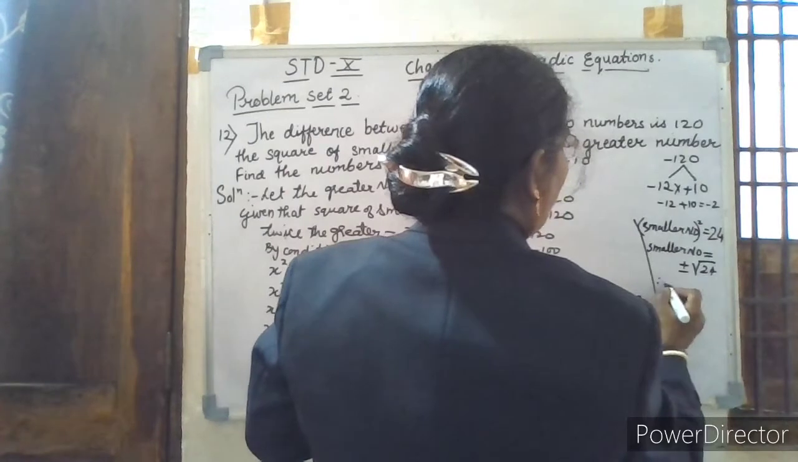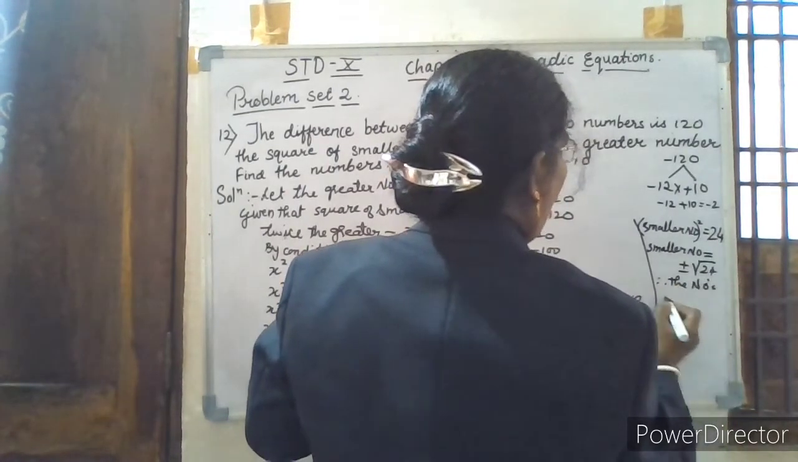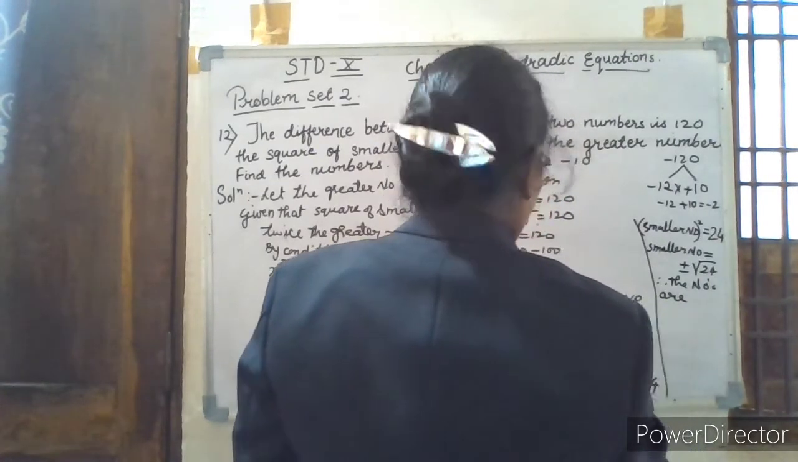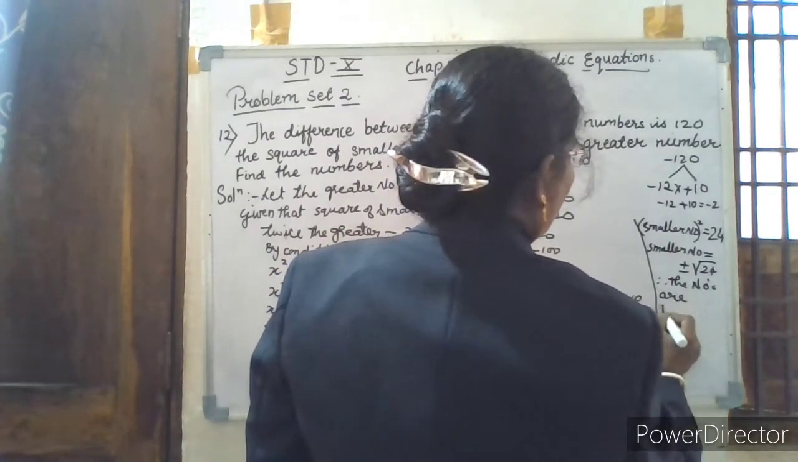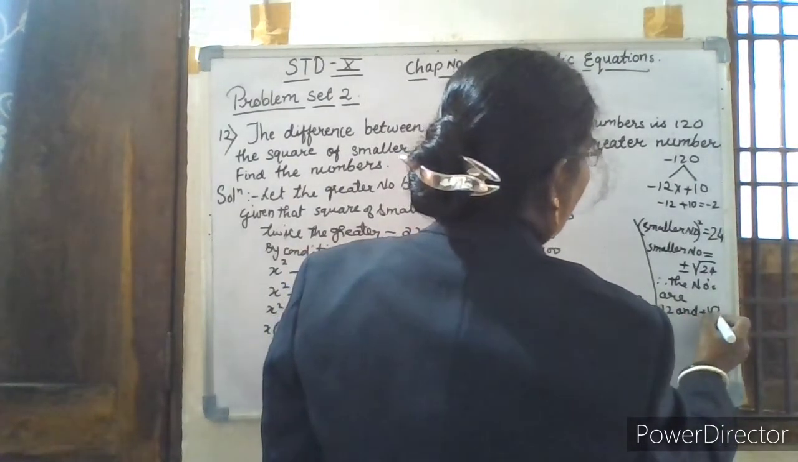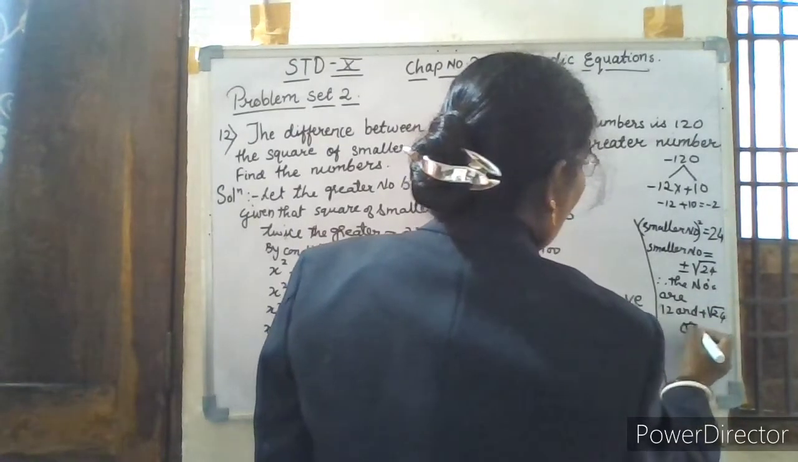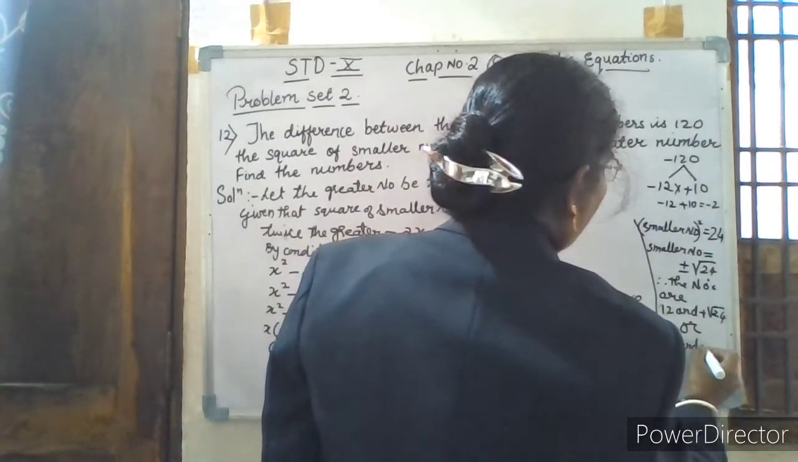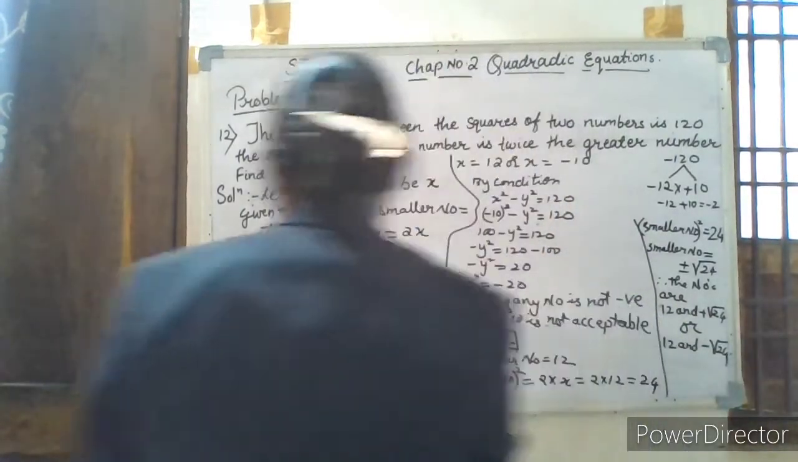Therefore the numbers are: one number will be 12 and plus root of 24, or 12 and minus root of 24. This is the solution.